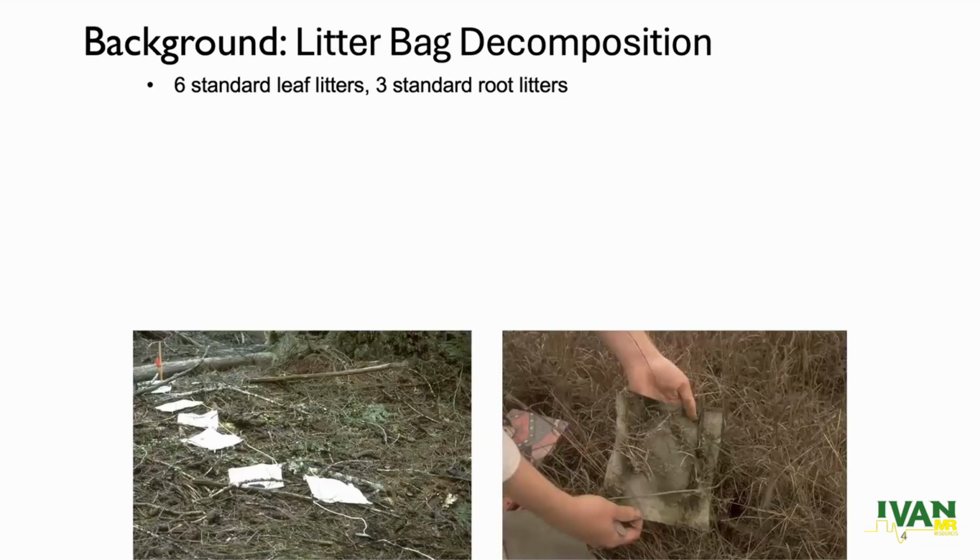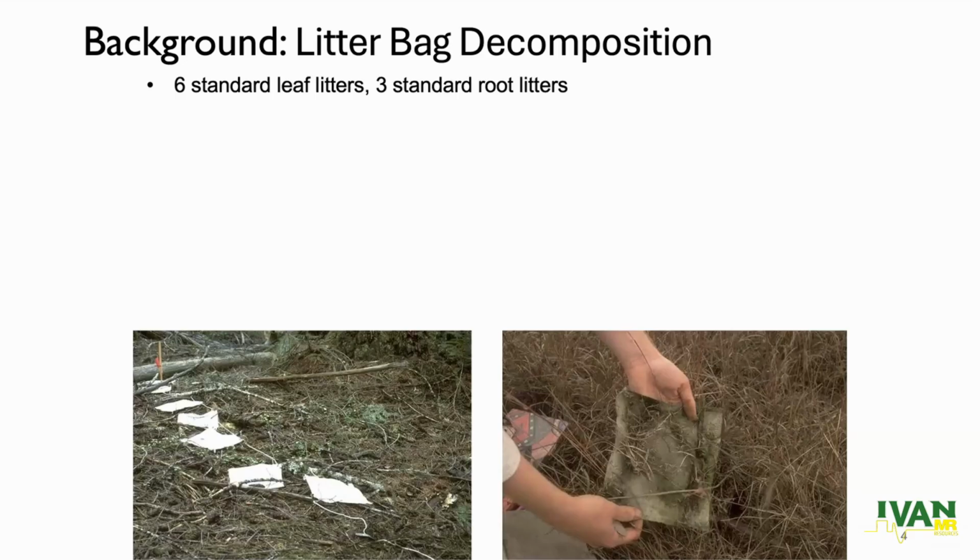It used a litter bag decomposition study. For folks who aren't familiar with that, basically you take a known amount of dried litter, leaves or roots, and stick them in these mesh bags that look like this, and put them out in the environment to decompose, and you collect some of them over time to see how much has disappeared.